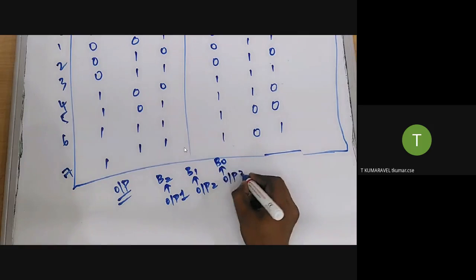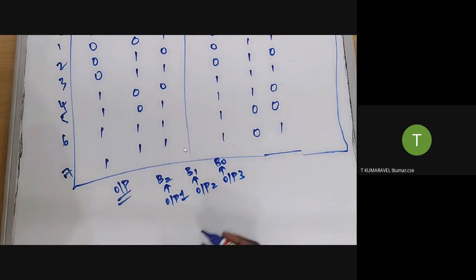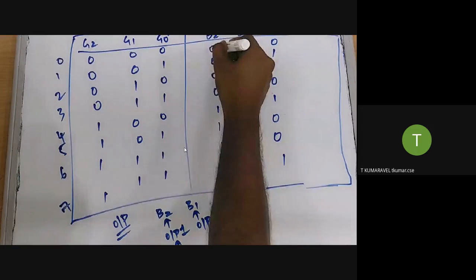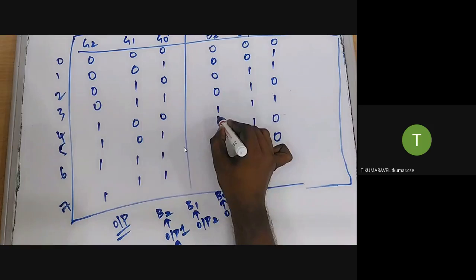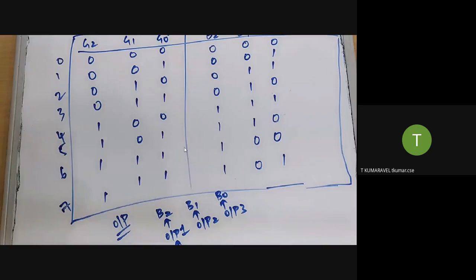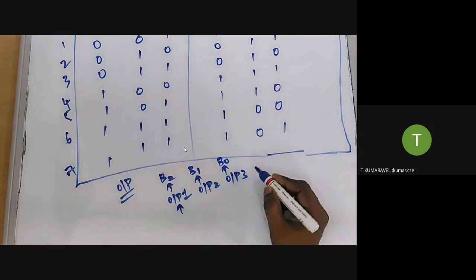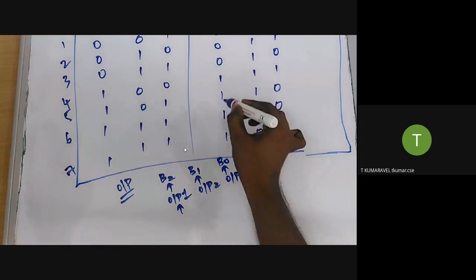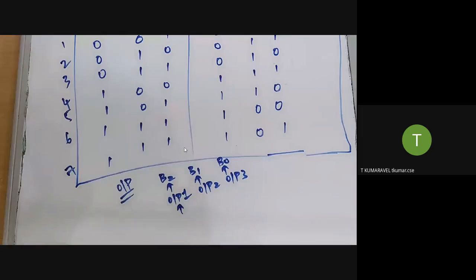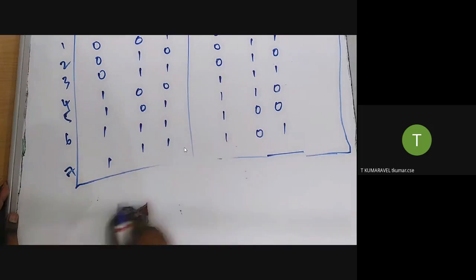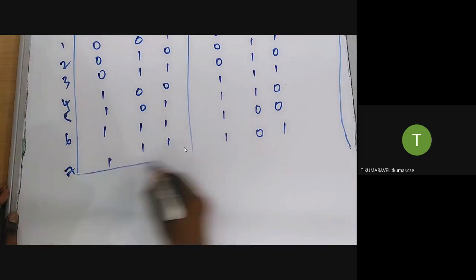For that, what are you going to do? You want to design the circuit. How do you design the circuit? First you look at the output. What are the places where output equals 1? You take the respective input values. I'm going to form the sum of minterms, and based on that I'm going to convert it into a logic diagram. That is the target.